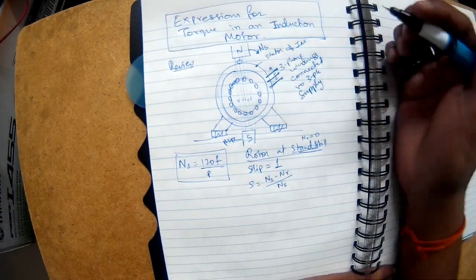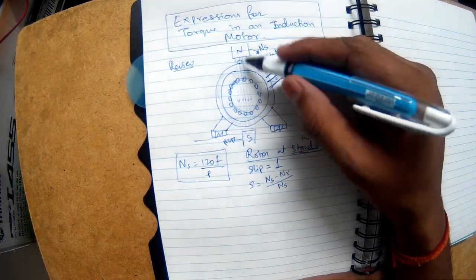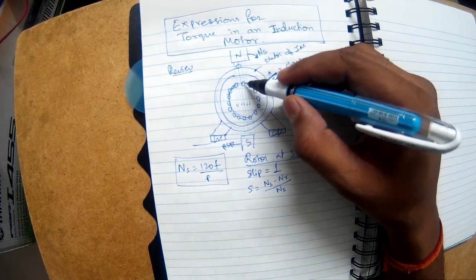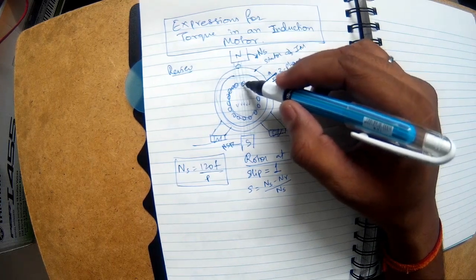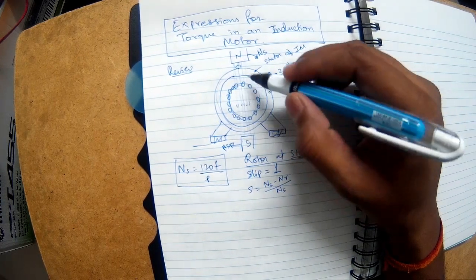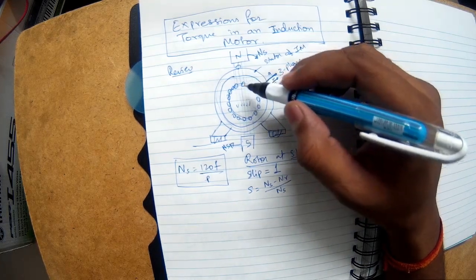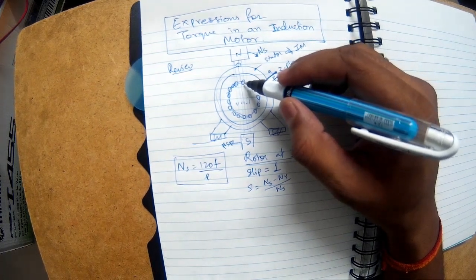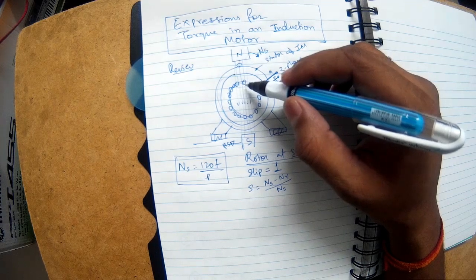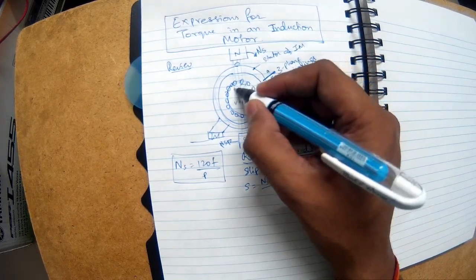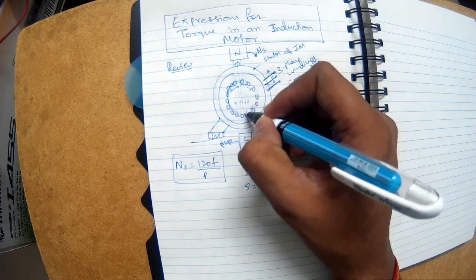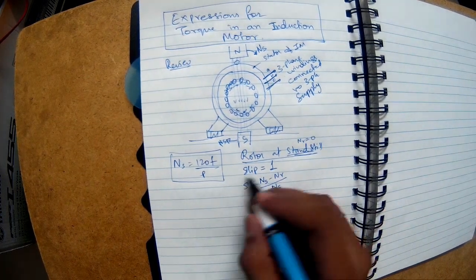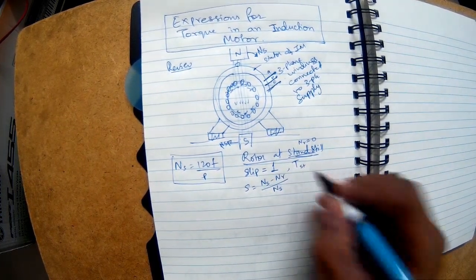Now under standstill conditions, how is the torque generated? The lines of magnetic field cut the conductors, so the conductors experience an induced EMF, and that EMF circulates currents in the copper bars of the rotor. That current results in another principle: a current-carrying conductor placed in a magnetic field experiences a force. As a result, a small torque is generated. All this we have seen in the working principle, and therefore the rotor starts rotating.